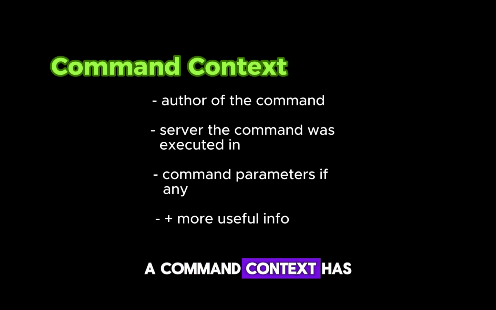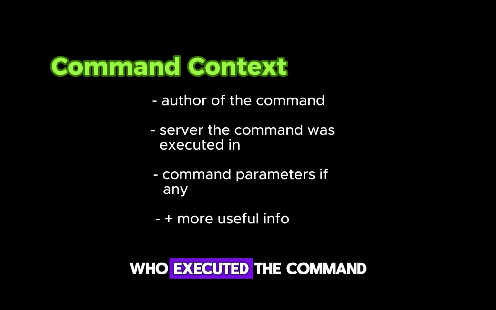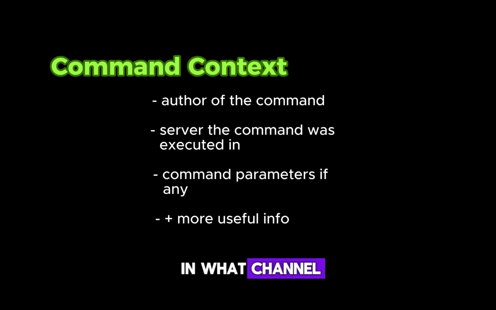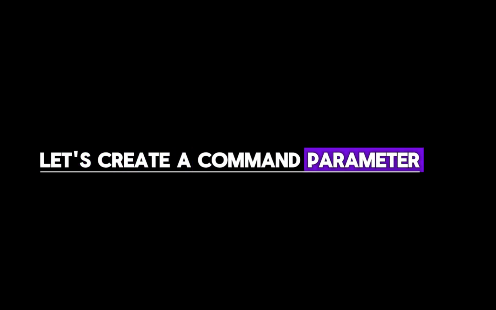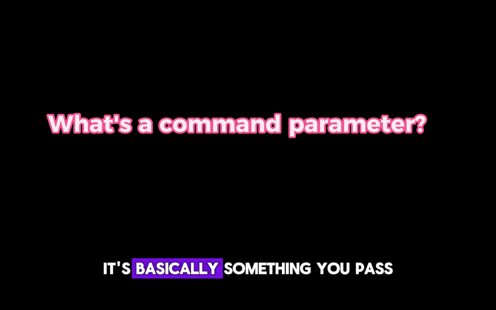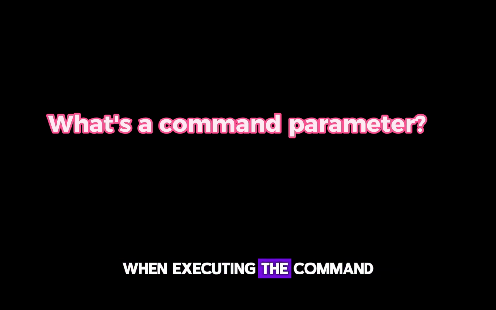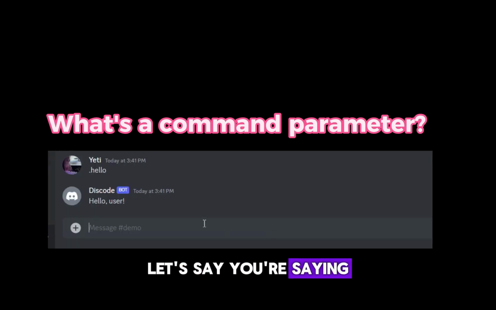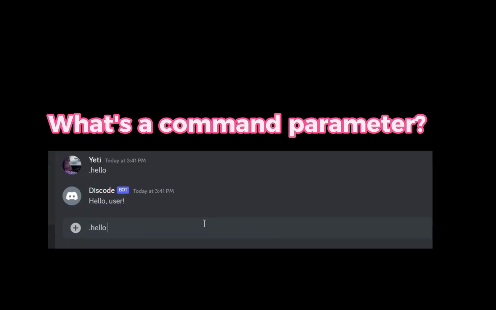A command context has information like who executed the command, in what channel, in what server, command parameters if any, etc. Let's create a command parameter to better demonstrate this behavior. If you don't know what a command parameter is, it's basically something you pass when executing the command. Let's say you're saying hello at Discode. Here, at Discode is a parameter.